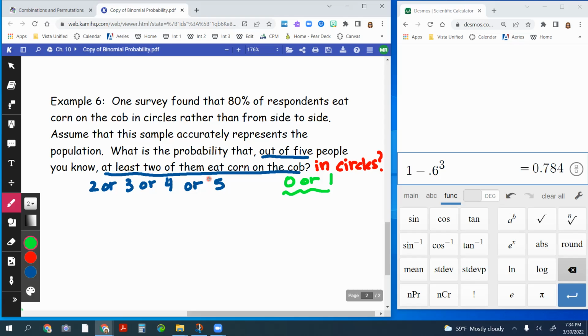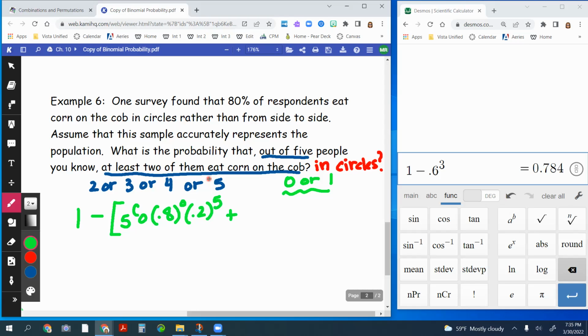So I think I'm going to do this. I'm going to go 1 minus, and I want to put brackets around this whole thing because I'm going to be subtracting 2 quantities. There's 5 people, right? So we're going to do 5 choose 0. The probability of them eating in circles is 0.8 to the 0 times the probability of them eating side to side, which is 0.2. And out of 5, if 0 are doing circles, then 5 are eating side to side.